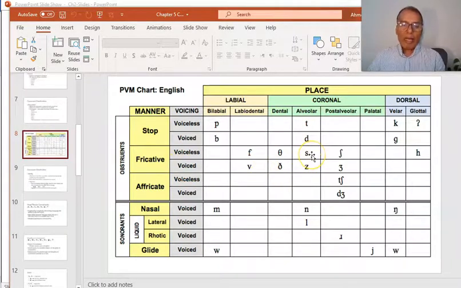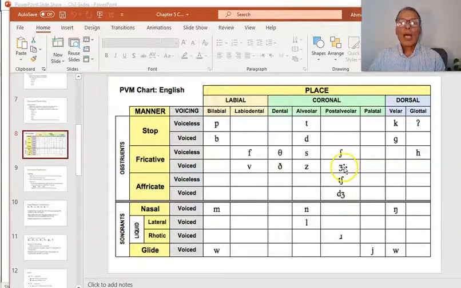And then we have s and z. The s is voiceless alveolar fricative, while the z is the same. It is voiced alveolar fricative. And the sh is voiceless postalveolar, or sometimes we call it palatal fricative.